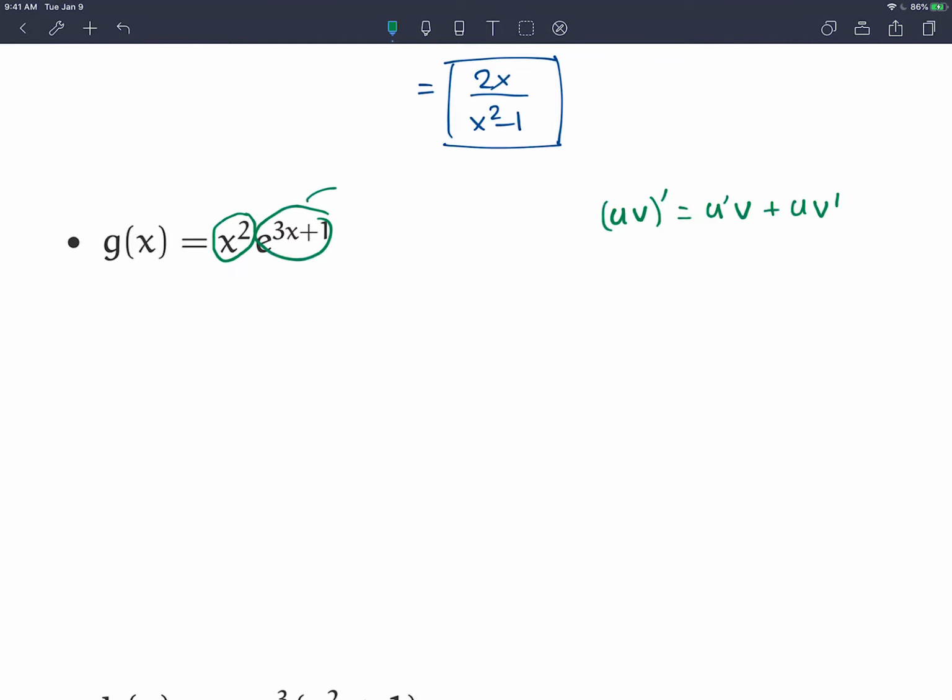And for this one, it's e to the u, right? Where the u is 3x plus 1. So this one you have to remember that this is e to the u. And if you want to find the derivative of e to the u, this is just a chain rule. The derivative would be e to the u, that's the derivative of an exponential function. But because of the chain rule, you have to multiply by u prime or du dx, okay? So in this case, the u prime would be a 3, because u is 3x plus 1.